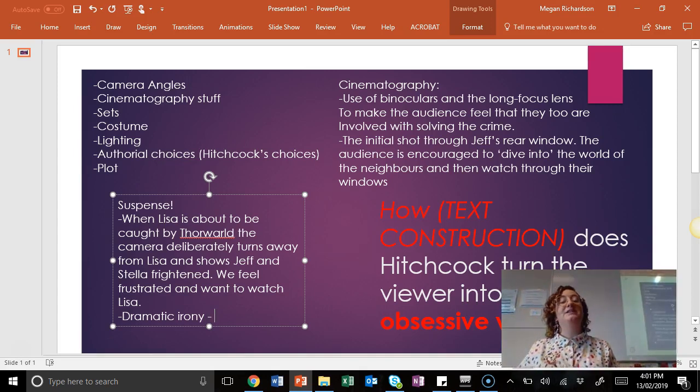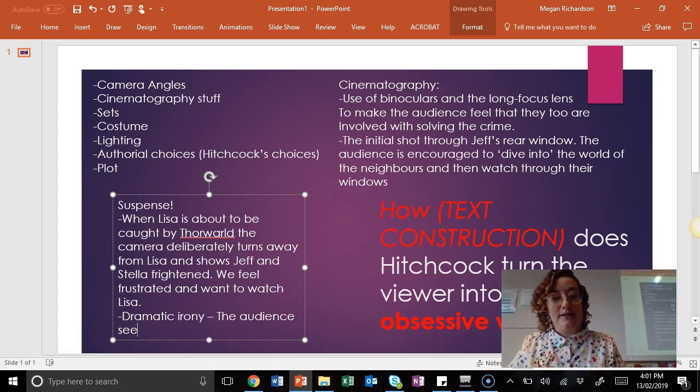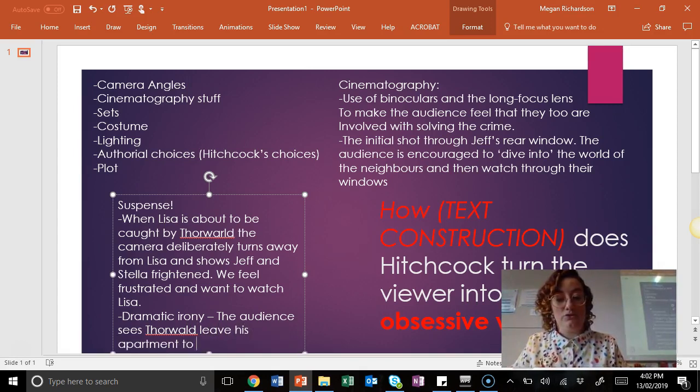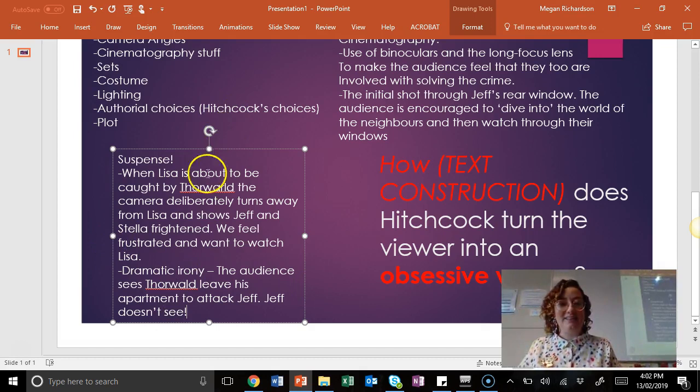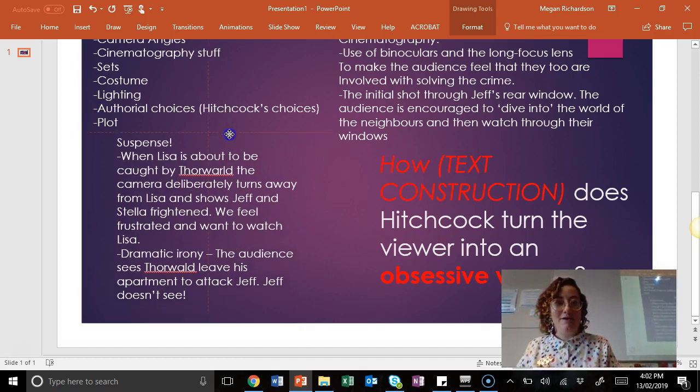What part of dramatic irony do you particularly want to use, Jacko? One of the last scenes when we see Thorwald leave his apartment. Good. The audience sees Thorwald, where he's going to go after Jeff. The audience sees Thorwald leave his apartment to attack Jeff. Jeff doesn't see. Jeff doesn't see. And we're like, oh no.